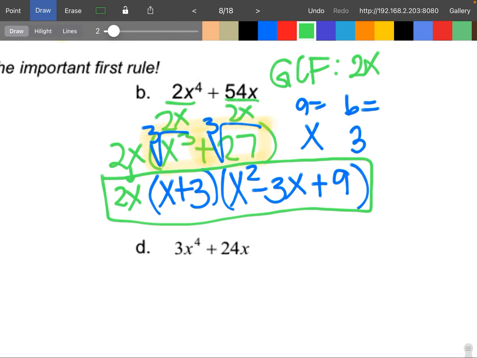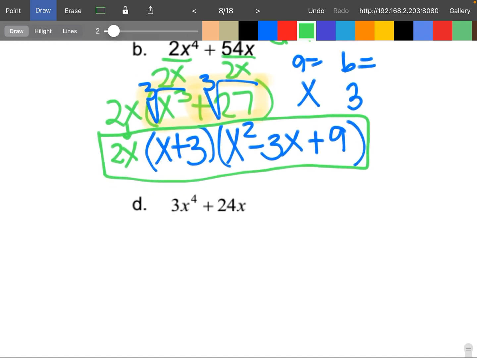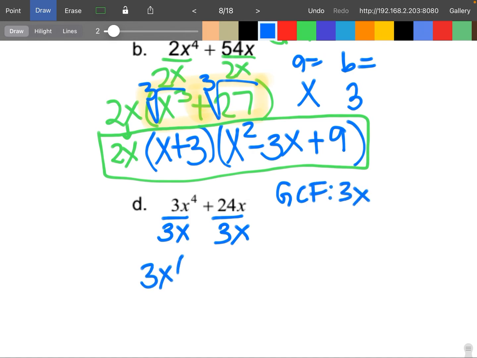While I'm here, might as well do letter D. It's right below it, so let's just take a look at letter D. There's a GCF because there's an x and 3 goes into 24. So I can divide both by 3x, that's my GCF. Dividing both by 3x, I'm left with x to the third plus 8.